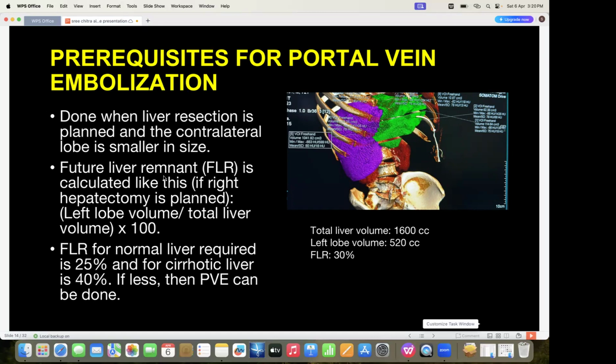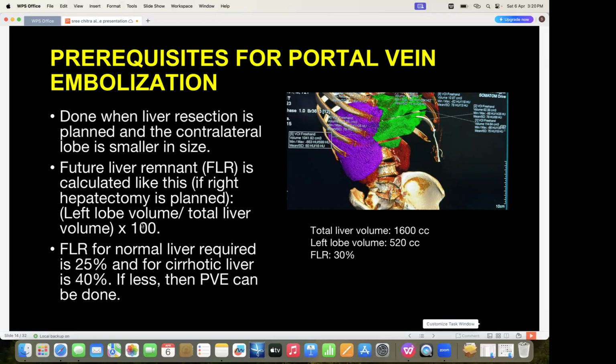adequate to compensate, because liver enlargement, liver hypertrophy, takes time. It takes about 1 month or 2 months. So during that period, till hypertrophy happens, there should be an adequate future liver remnant. This is calculated especially when right hepatectomy is planned.